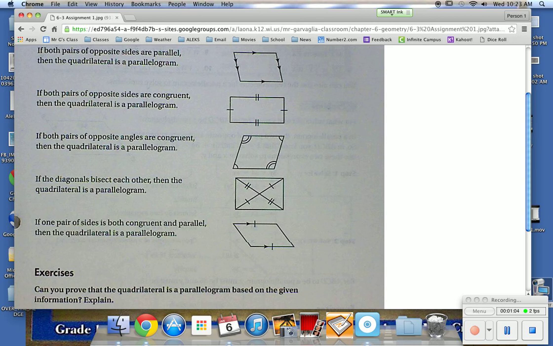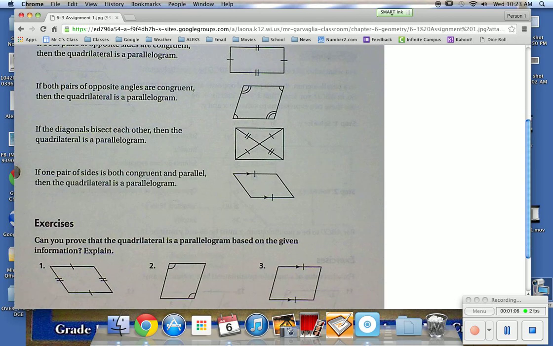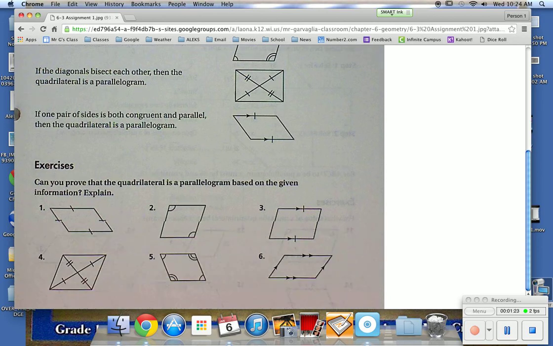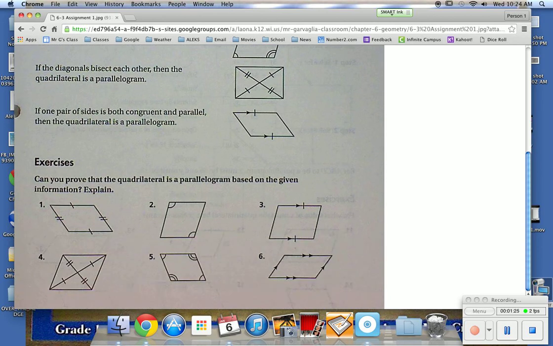And the last one, if one pair of sides are both congruent and parallel, in other words, they're the same distance here and they're parallel, then this has to be the same distance here and they have to be parallel. So it's a parallelogram. It's kind of a quick proofs on proving parallelograms, but that's what you have to do.